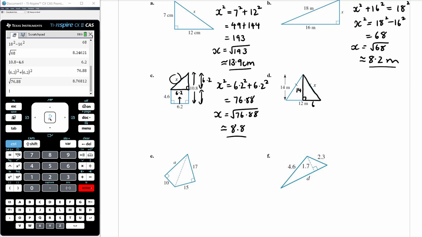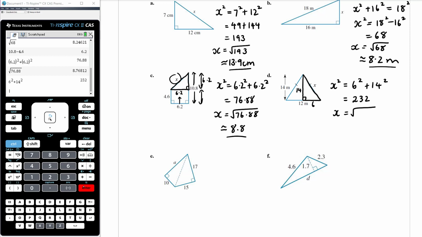So Pythagoras' theorem, it's the hypotenuse we're trying to find, so x squared on its own is equal to 6 squared plus 14 squared. So 6 squared plus 14 squared is 232. So x squared is 232, therefore x is the square root of 232, which as a decimal, control enter, is 15.2. Have we got units here? Yes, meters.